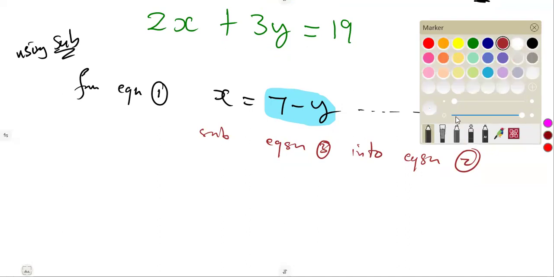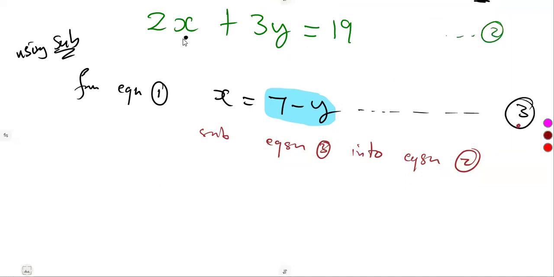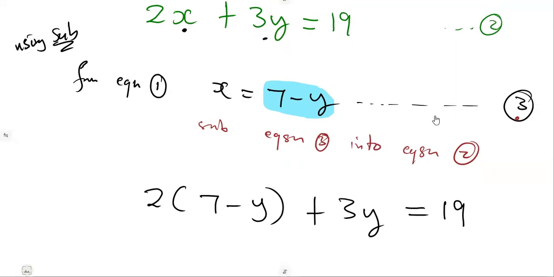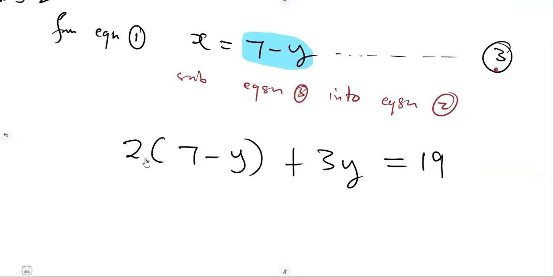In equation 2, this is 2x. So that's 2 into our x, 7 minus y, plus the 3y, which is not affected because we do not have x there, plus 3y is equal to 19. We have formed an equation with y only, a linear equation. Just expand your brackets and solve for y.